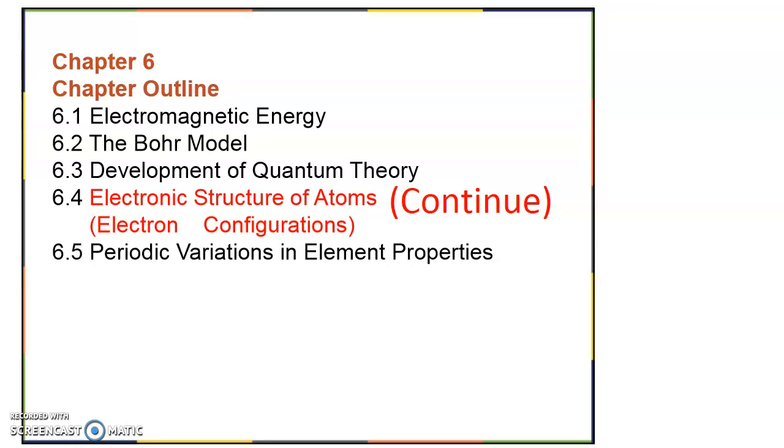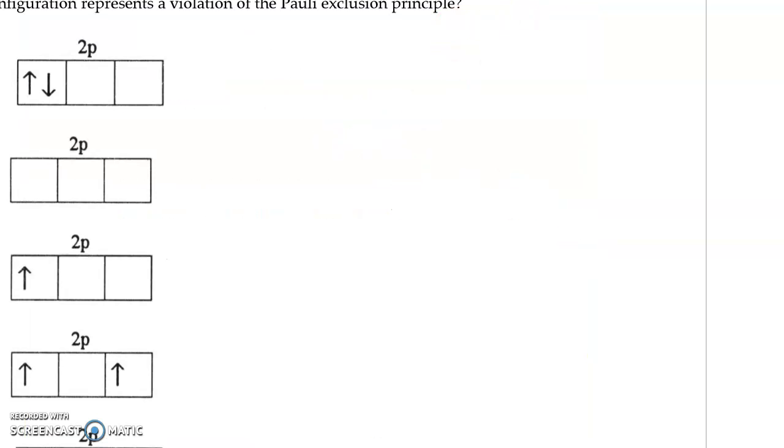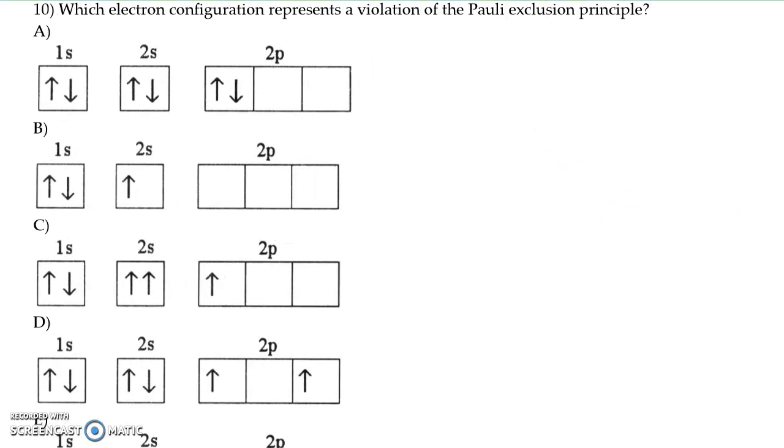In this video, we are going to continue our lecture on electron configuration. Okay. Let's work on some exercise. Okay, let's look at this one. Number 10. Which electron configuration represents the violation of the Pauli's exclusion principle?